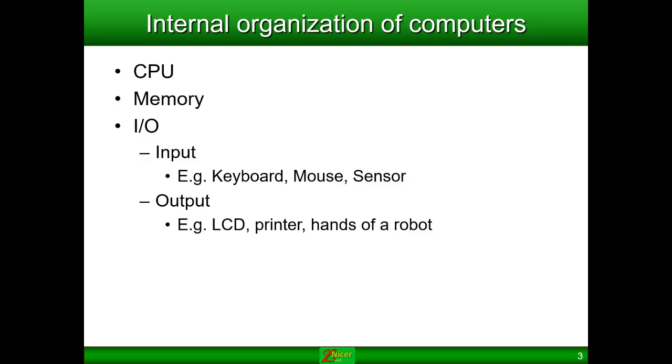So here we have the internal organization of computers. We have our CPU, which is the processor, of course. It is the main mind of the computer. We have our memory, which is of two types: primary memory and secondary memory. We have our input-output devices. Our input devices include keyboards, mouse, sensors, etc. And our output devices include LCDs, printers, and hands of a robot. There are a lot of input and output devices in the world. You can look it up if you want.